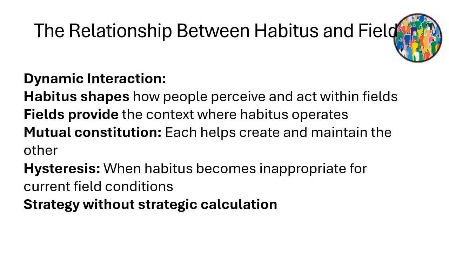where someone's habitus becomes inappropriate for current field conditions, like when social mobility puts people in unfamiliar class environments. Importantly, this interaction produces what Bourdieu calls strategy without strategic calculation. People act strategically to improve their position, but they do so through practical sense rather than conscious planning.